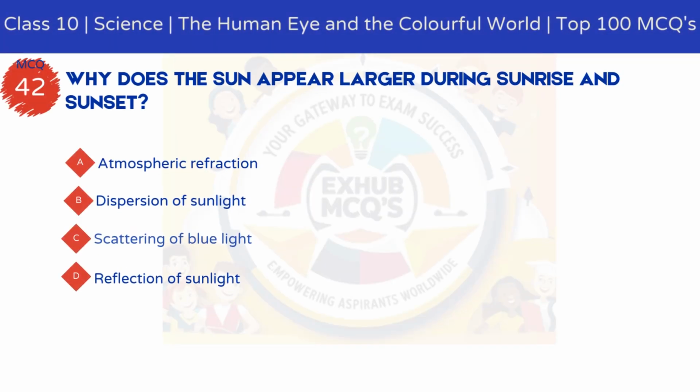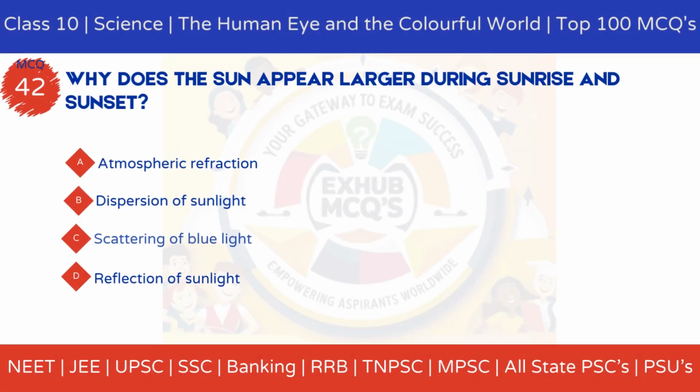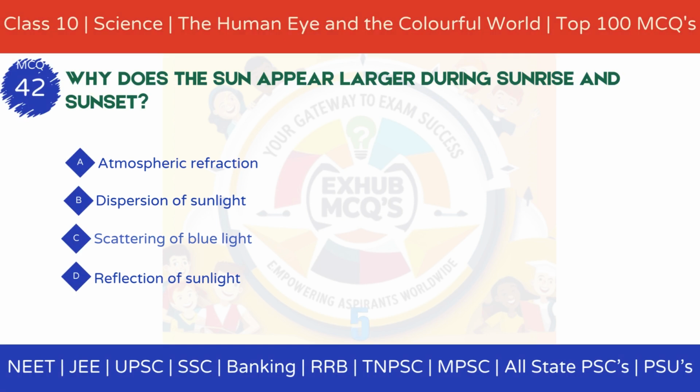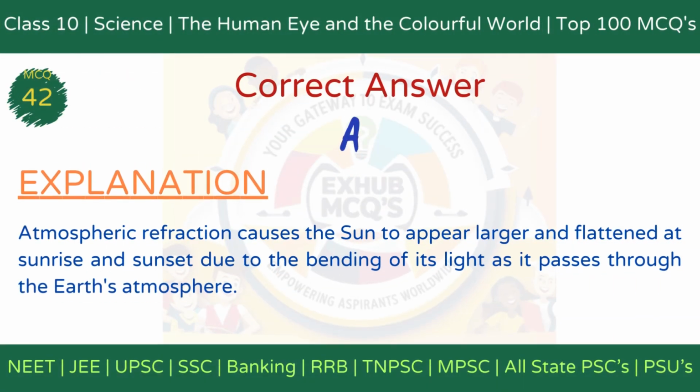MCQ 42. Why does the sun appear larger during sunrise and sunset? Option A, atmospheric refraction. Option B, dispersion of sunlight. Option C, scattering of blue light. Option D, reflection of sunlight. The correct answer is option A, atmospheric refraction.